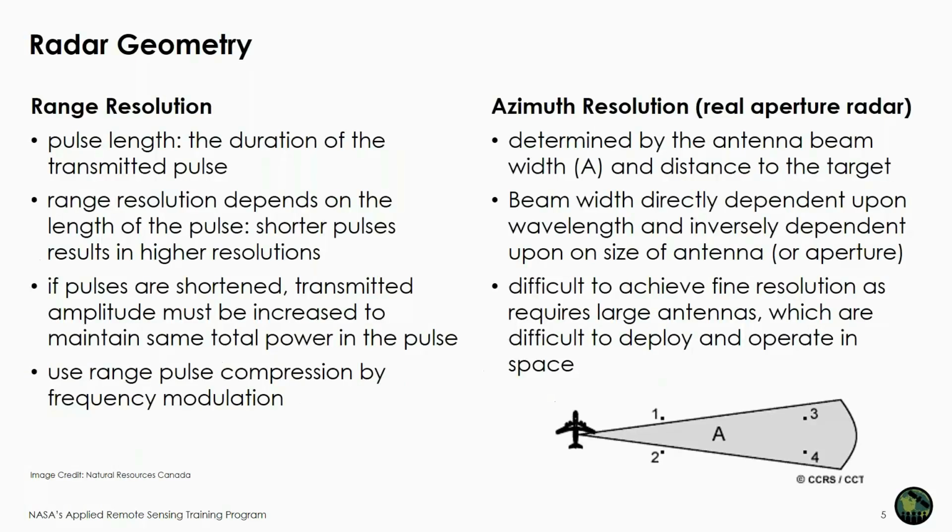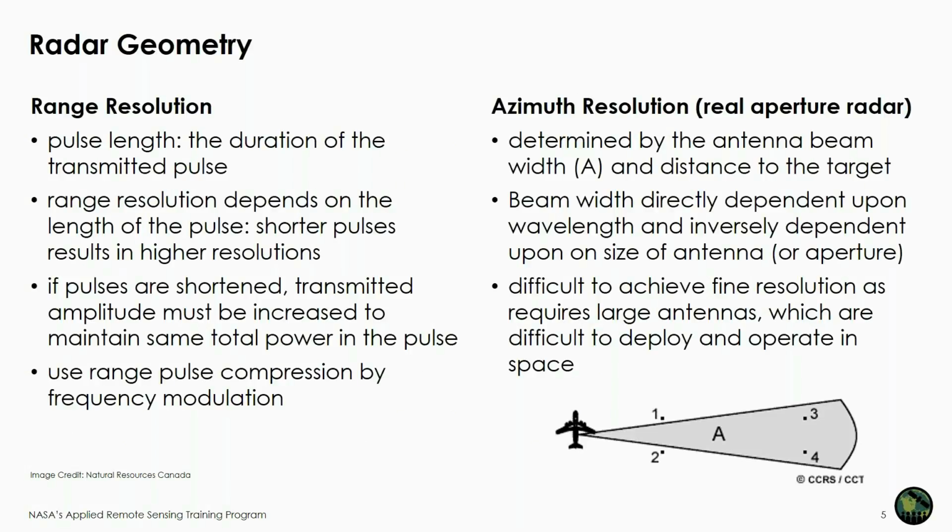Next, talking a little bit more about the radar geometry. Radar resolution is defined by two parameters. That's the range resolution and the azimuth resolution. The pulse length is an important concept to understand as well. That's the duration of the transmitted pulse. And the range resolution depends on the length of that pulse. So shorter pulses, for example, result in higher spatial resolution. But if we shorten the pulse, that means that the transmitted amplitude has to be increased in order to maintain the same total power in the pulse.